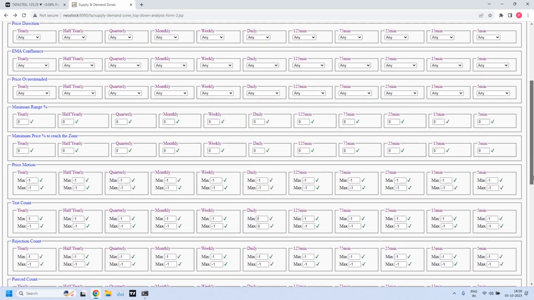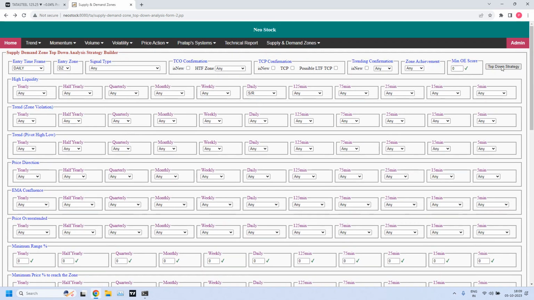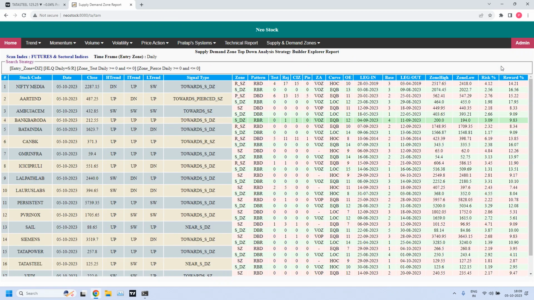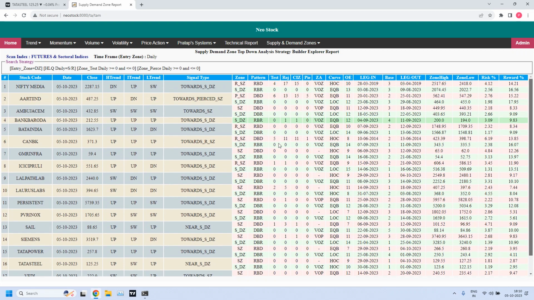If you also want the rejection count to be 0, you can also set the rejection count 0, 0. But first we will focus on test count, because the rejections also consume some of the pending orders. You should not forget that point. Now what happened? Now the list is reduced to 18 from 43. Now all these stocks are having high liquidity demand zones and they are not pierced and the test count is 0.